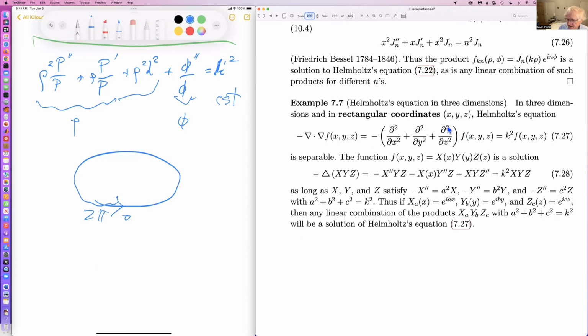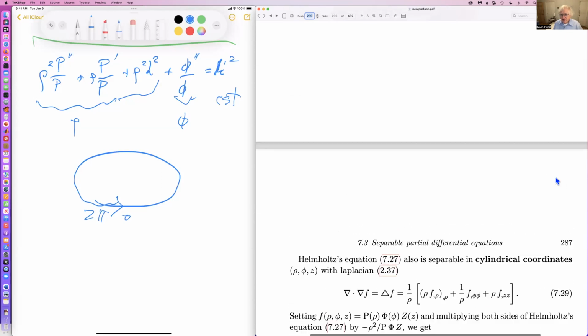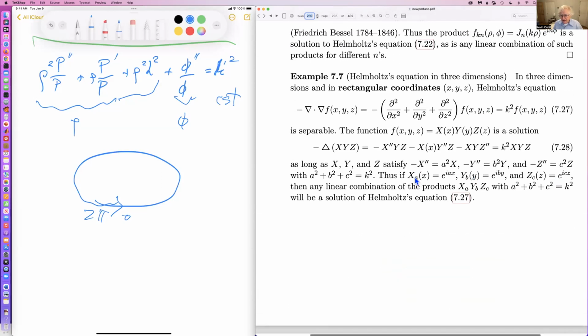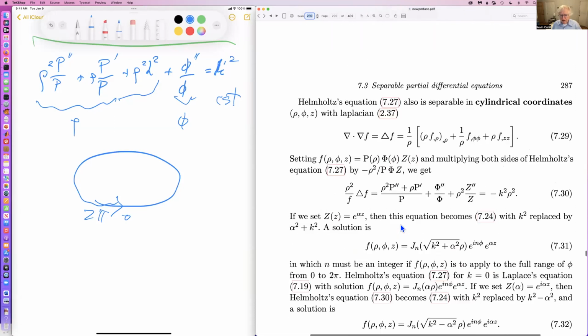In rectangular coordinates, we have this nice symmetric Laplacian, and we write the solution as X(x) Y(y) Z(z). The Laplacian hits it, we get all these expressions, that's k squared X Y Z. Dividing by X Y Z, we then say X_a is e to the i a x and so forth, Y_b is e to the i b y, Z_c is e to the i c z. And then we take a linear combination of the products, but we have to have a squared plus b squared plus c squared equal to k squared.